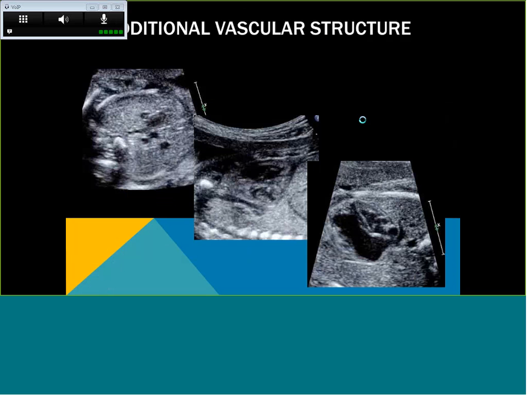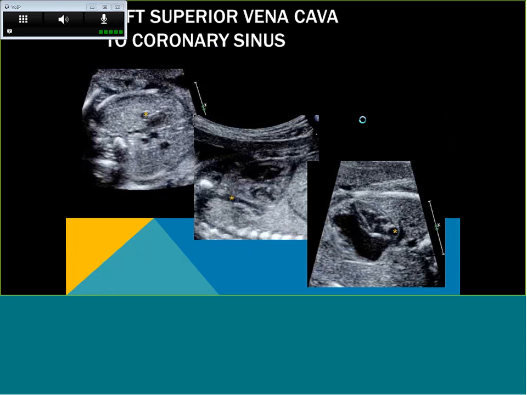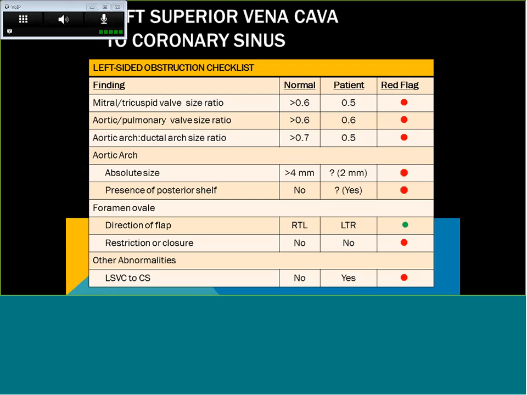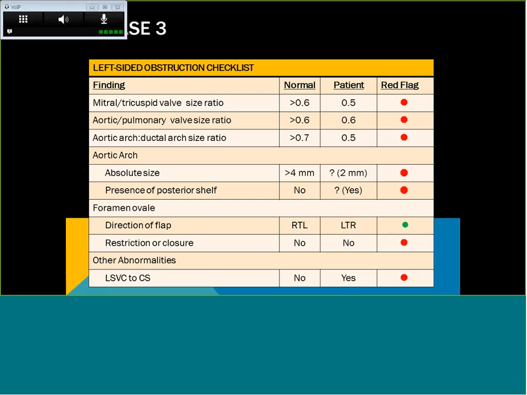So that additional vascular structure turns out to be a left superior vena cava to coronary sinus. So you can see it here in the 3-vessel view. Here, although inadvertently I think I may have flagged the trachea here, it has a similar appearance. And here, this is the dilated coronary sinus in the left atrium as well. So you can see this in multiple views. It can be a normal finding, but it can also go along with left-sided obstructive lesions.